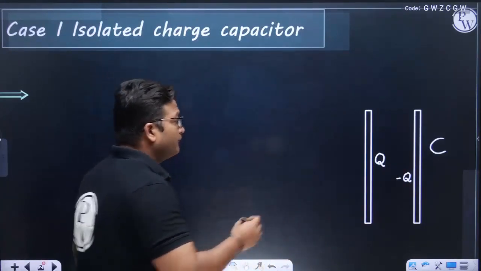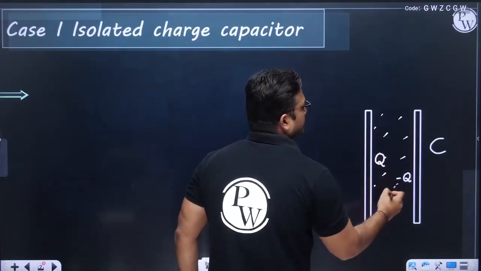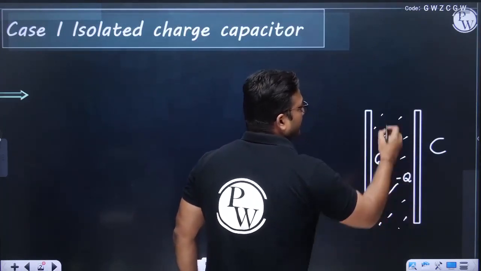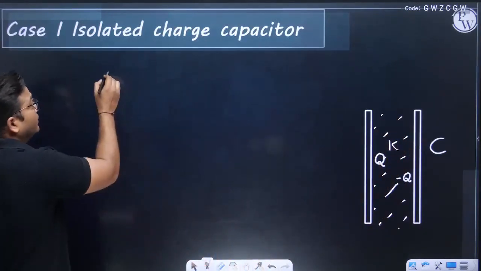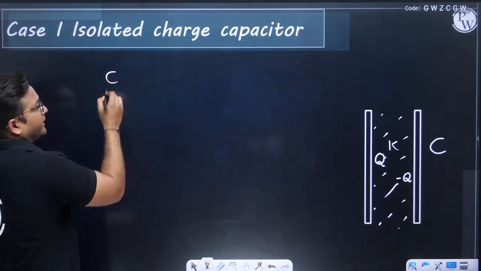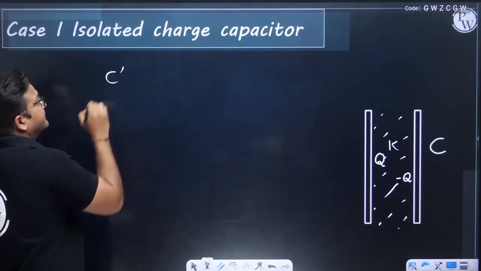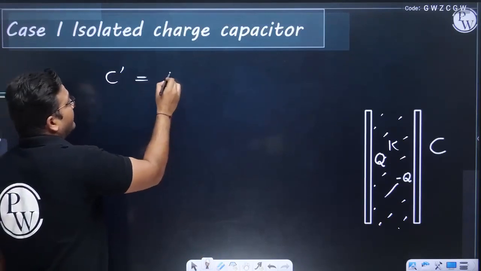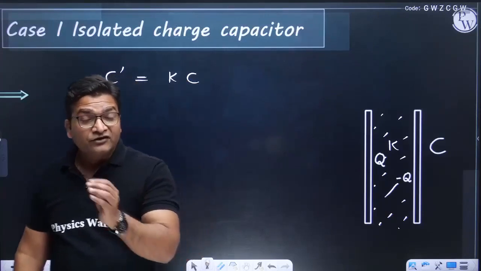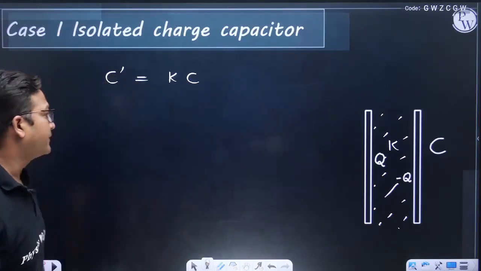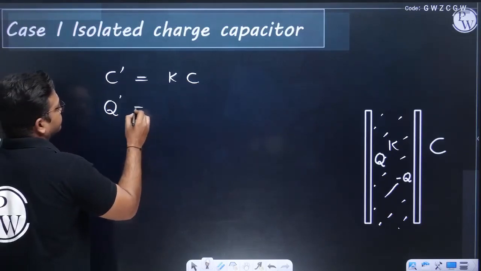Now if I fill this gap with an insulating medium of dielectric constant K, the new capacitance, which I am representing as C prime, would be equal to K times C, where C stands for the capacitance before inserting the dielectric. What is the new charge on the capacitor?